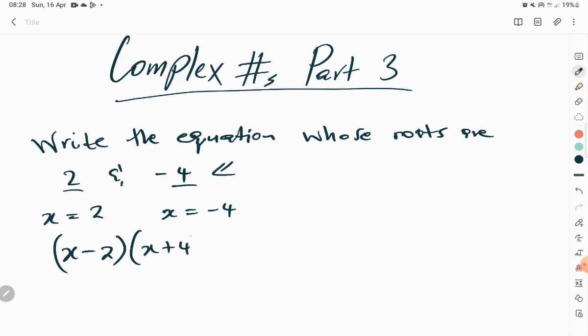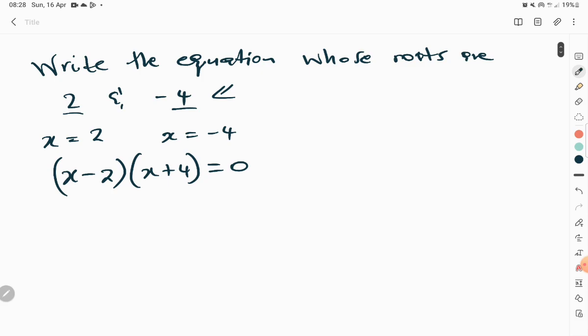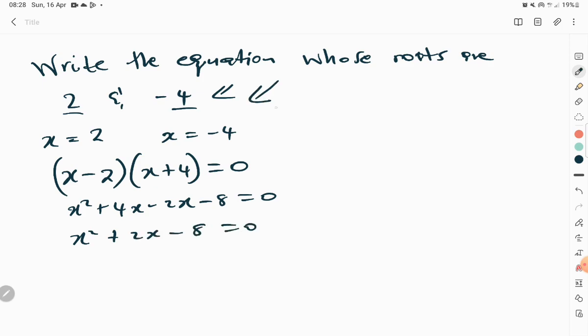So when you take it to the other side, then the sign has to change. Now, you need to expand. Just to simplify this, x times x is going to be x squared, then x times 4, that is going to be 4x, then minus 2x, then minus 8. This is equal to 0. Then the equation that you'll have is just that. So these solutions, or these roots, were the roots of this equation over there.